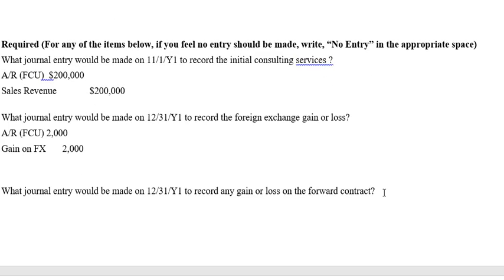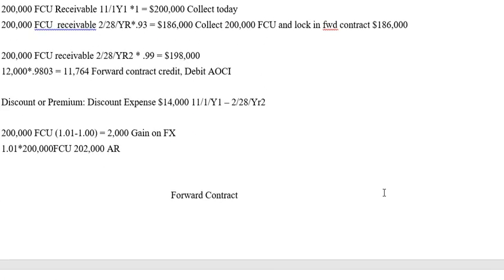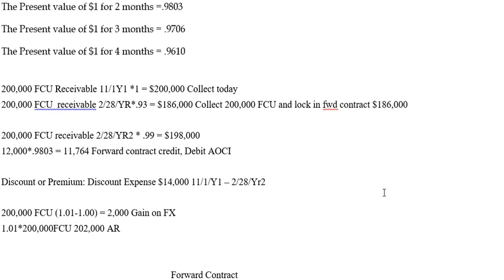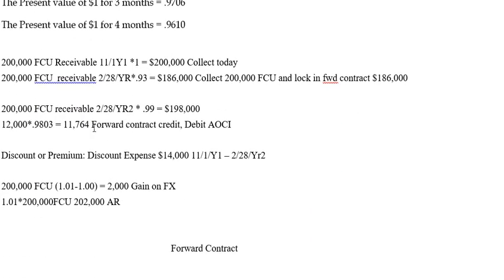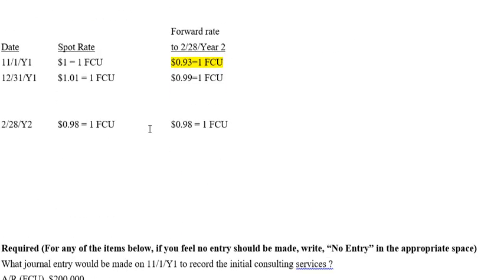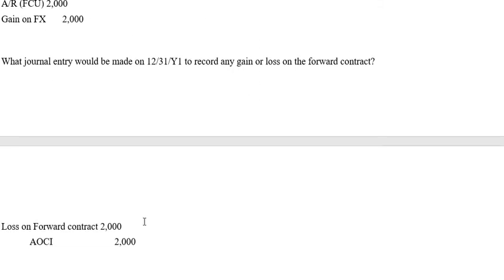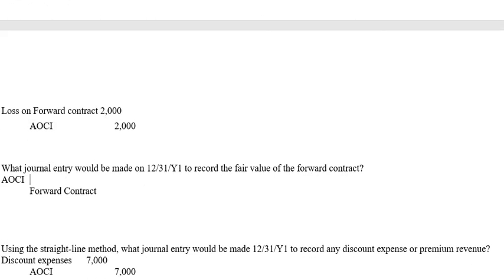And what was the amount again? 11,764. Make sure I credit forward contract. 11,764. Get all the way down there. Yep. So move it into AOCI. Now my contract is at its fair value, because it's going to be like a liability that I locked in at that rate when the rate increased at year end.